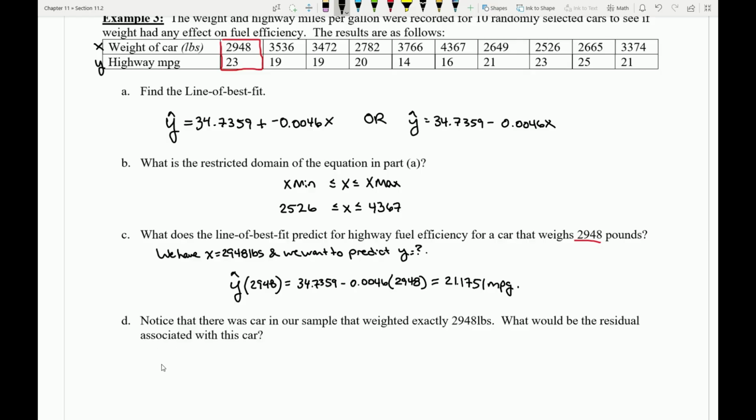So if I want to compute, again, the residual associated with this car, remember that that's really easy to calculate by what we saw a couple videos back. What we want to do is take our observed Y, that is the one that comes out of the table, and we want to minus the predicted value of Y. So I would just take 23, that's what I observed. What I predicted was 21.1751, and if I crunch that out, I'll get a difference. I think that difference comes out as 1.8249. So that's the difference in the miles per gallon.